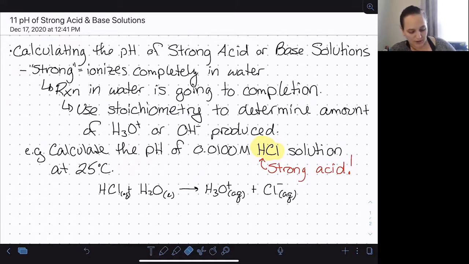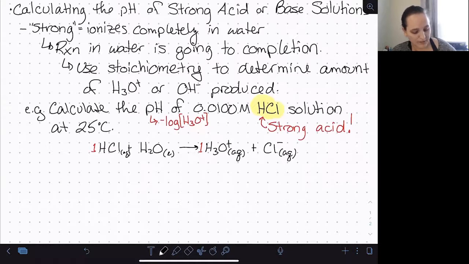So the concentration of our acid solution is 0.01 molar: 0.01 moles of HCl were put into each liter of this solution. In order to calculate the pH, we need to take the negative log of the hydronium ion concentration. So we need to figure out how much hydronium is produced by the amount of hydrochloric acid that was present in our solution. This reaction, as I've written it, is already balanced. We have 1 mole of HCl to 1 mole of hydronium produced. So all we need to do here is that molar conversion.